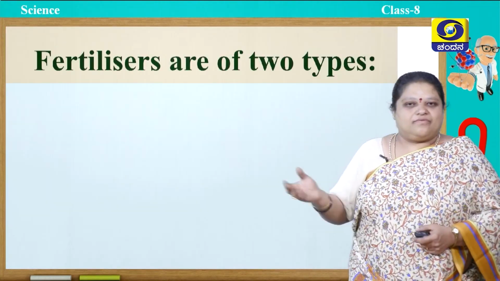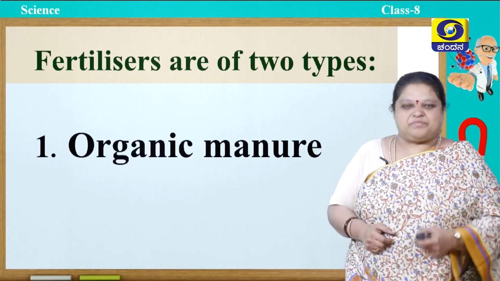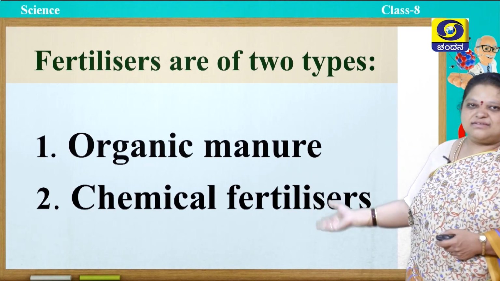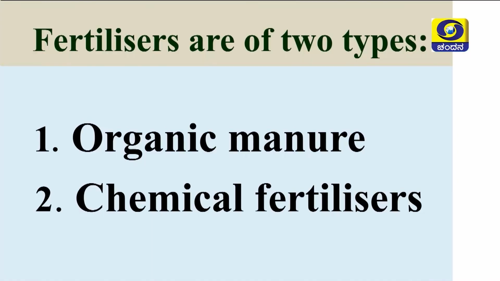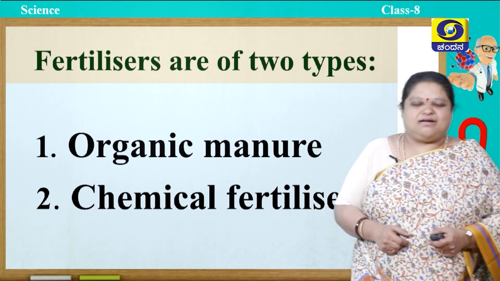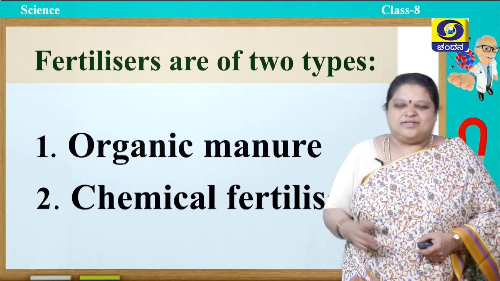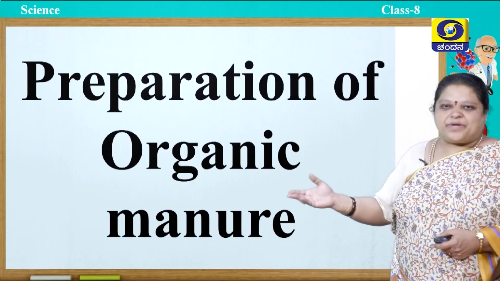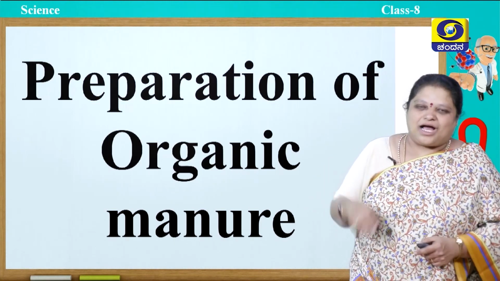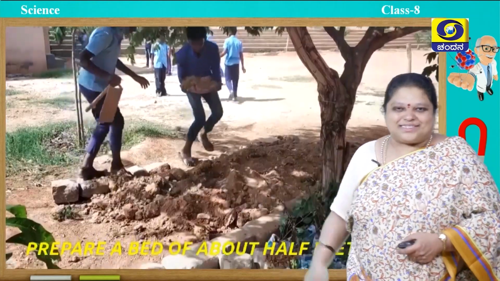So, fertilizers are of two types. One is organic manure and the other one is chemical fertilizers. The organic manure is made in many ways, whereas the chemical fertilizers are basically made in factories using chemicals. So let us see how to prepare organic manure. A sir has shown you how to make the manure in his school. So let us see and enjoy.